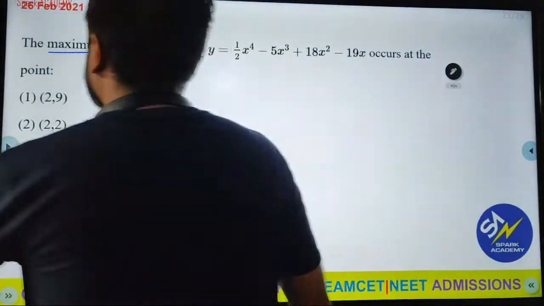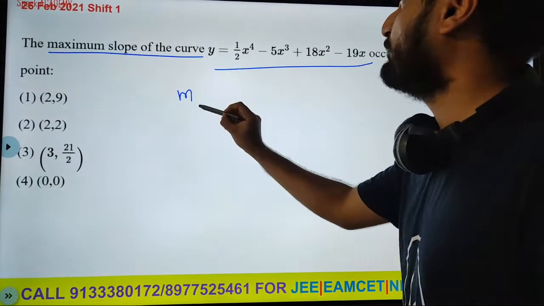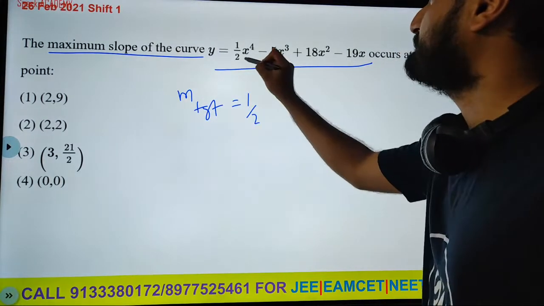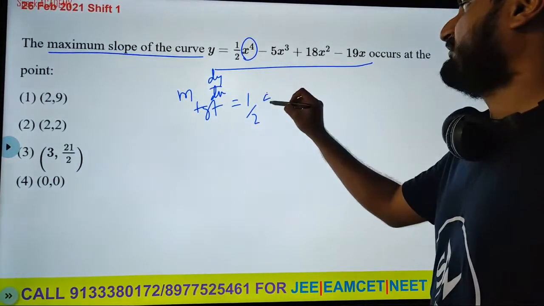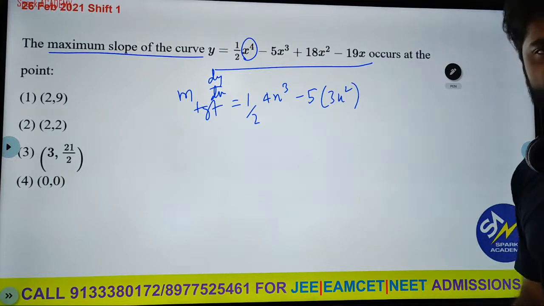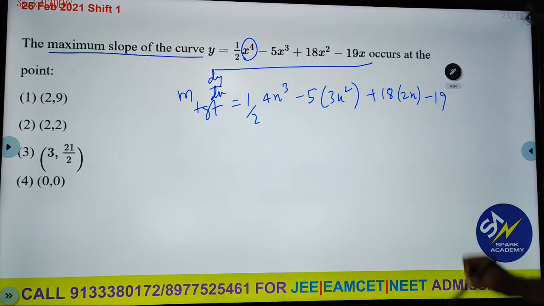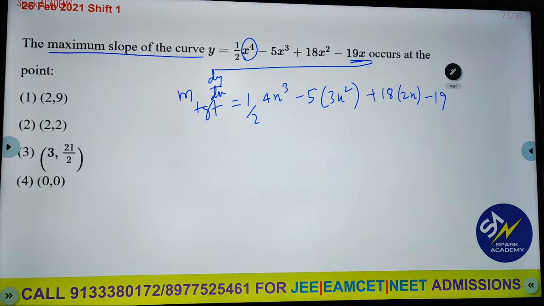Now what about the next part? The maximum slope of the curve. So first of all, let's find out the slope. Slope of the tangent you need to find out. So what is the slope? It is dy by dx, the derivative. Derivative of x power 4 is 4x cube, minus 5 times derivative of x cube is 3x square, plus 18 times derivative of x square is 2x, minus derivative of 19x, which is nothing but 19.